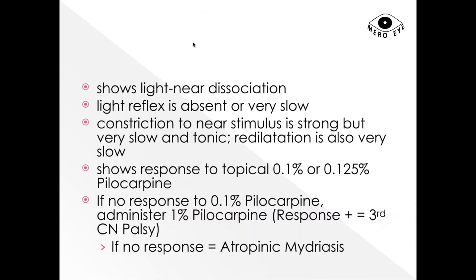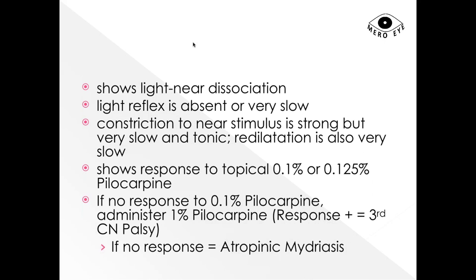So there will be light near dissociation, poor response to light reaction, but better response to near reaction. And as we said, there is a denervation hypersensitivity. It will react to topical 0.1 to 5%. A normal pupil will not constrict because of 0.1 to 5%, but because there is hypersensitivity in these cases, even 0.1% pilocarpine will be able to cause miosis in these cases. But if there is no response, we can add 1% pilocarpine.